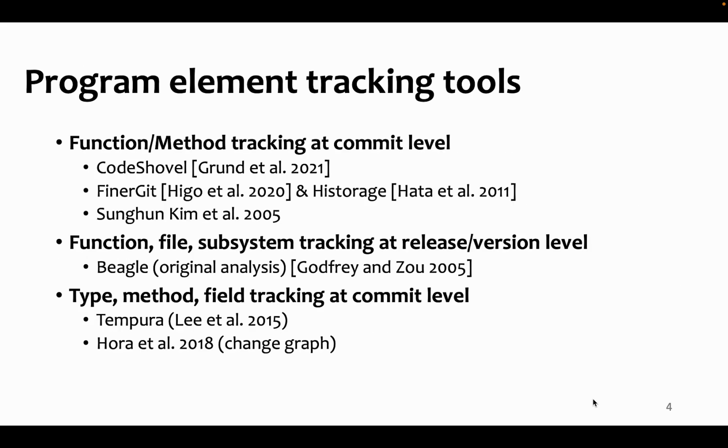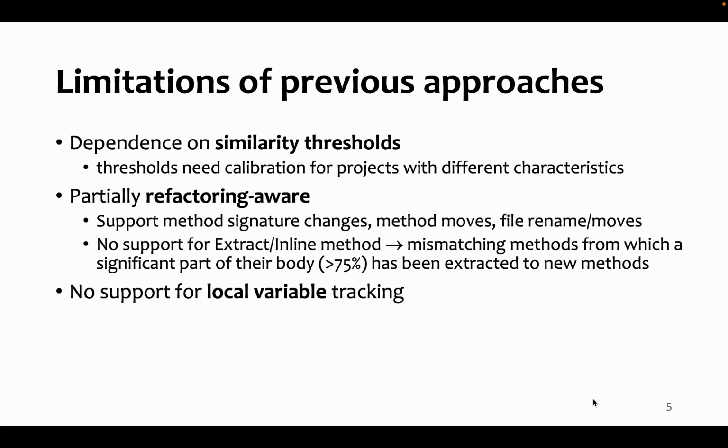To address their needs, several researchers developed tools that can track specific program elements. For example, we have tools that can track the change history of functions, methods, types, and fields at either commit level or release level. However, these tools have some limitations. The first limitation is that they depend on similarity thresholds. And it is very hard to come up with universal thresholds that work well for every kind of project. Therefore, these thresholds need to be calibrated for projects with different characteristics.